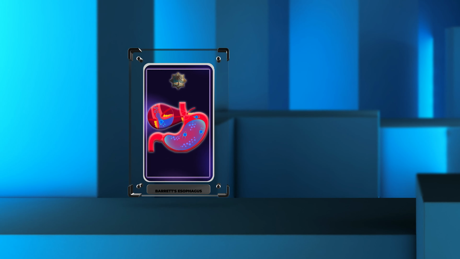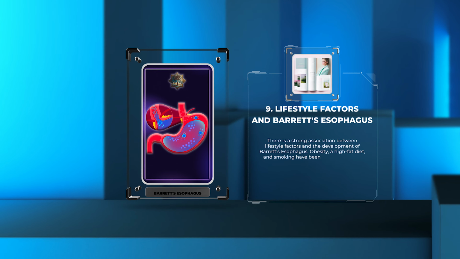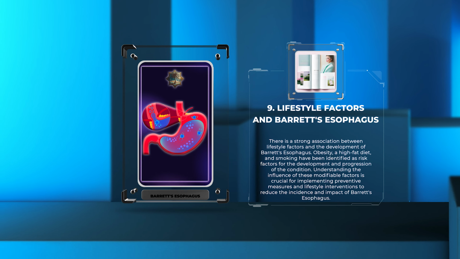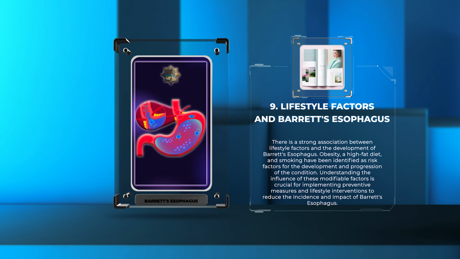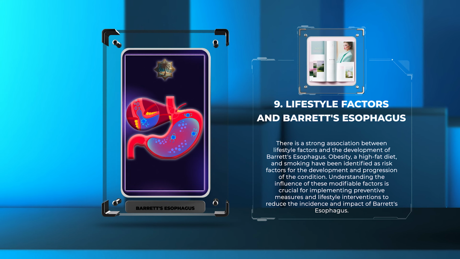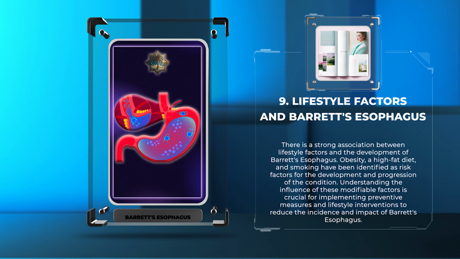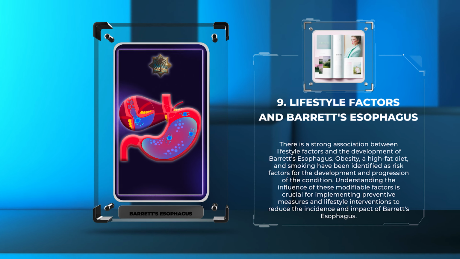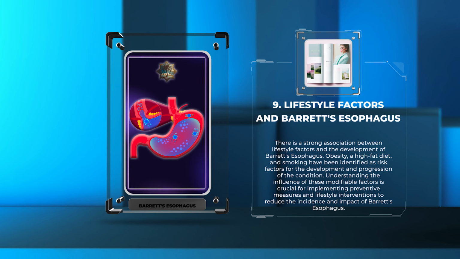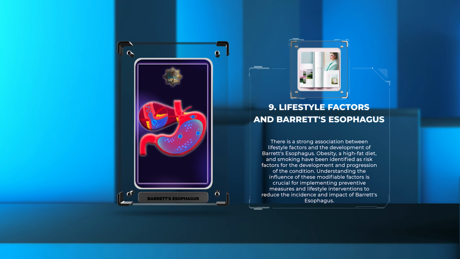There is a strong association between lifestyle factors and the development of Barrett's esophagus. Obesity, a high-fat diet, and smoking have been identified as risk factors for the development and progression of the condition. Understanding the influence of these modifiable factors is crucial for implementing preventive measures and lifestyle interventions to reduce the incidence and impact of Barrett's esophagus.